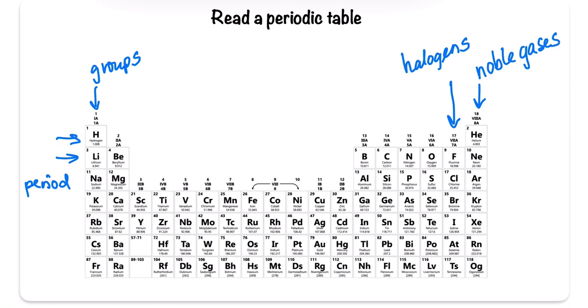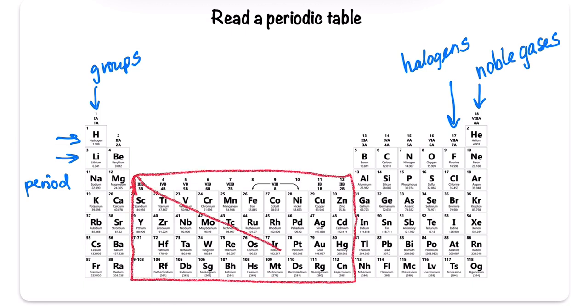We are not going to be concerned with the transition metals in this course. That's going to be all of the elements here in this center. We're not going to talk about those. We are concerned with the main group elements. That's going to be all of the elements in groups 1 and 2, and all of the elements in the last 6 groups of your periodic table.